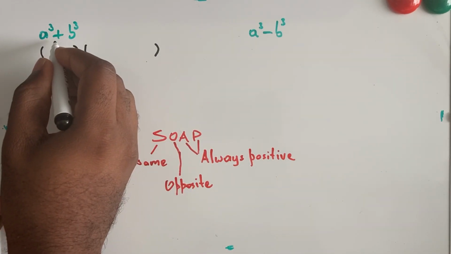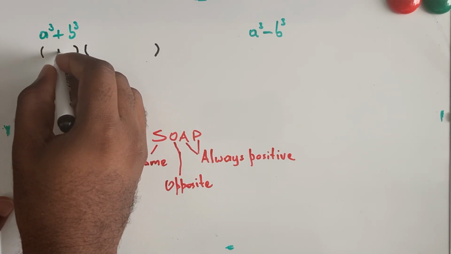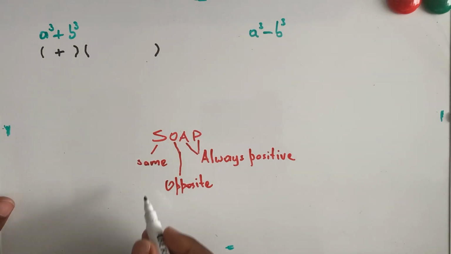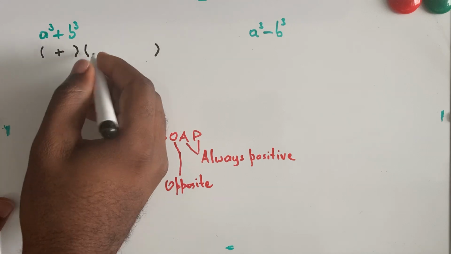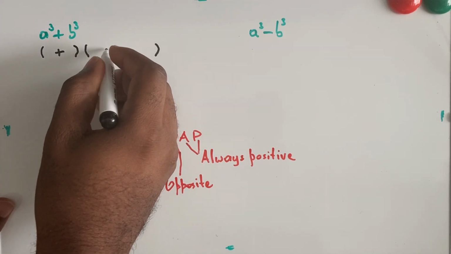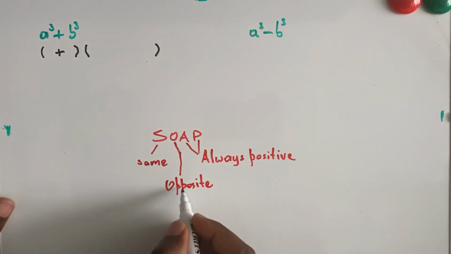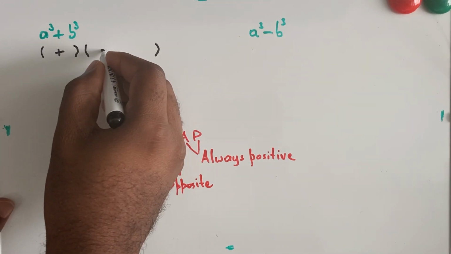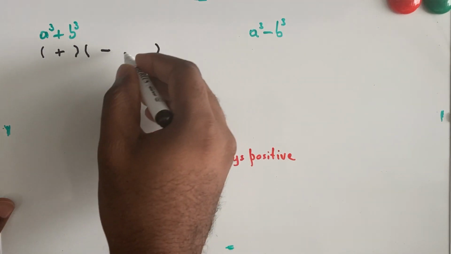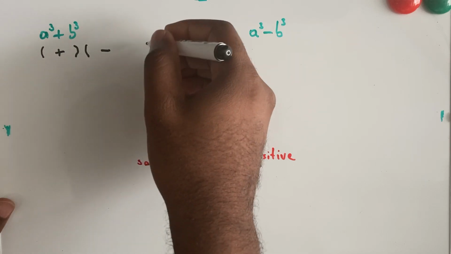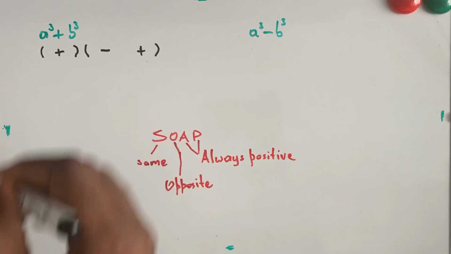The first sign is always the same as the sign you have at the beginning, so plus, okay? That's why we have S here, so same, okay? The next sign you see here, separating two terms, will be the opposite of what you had, so negative. And the third sign, which would separate the second and the third terms, will always be positive. So it's always positive. Okay?